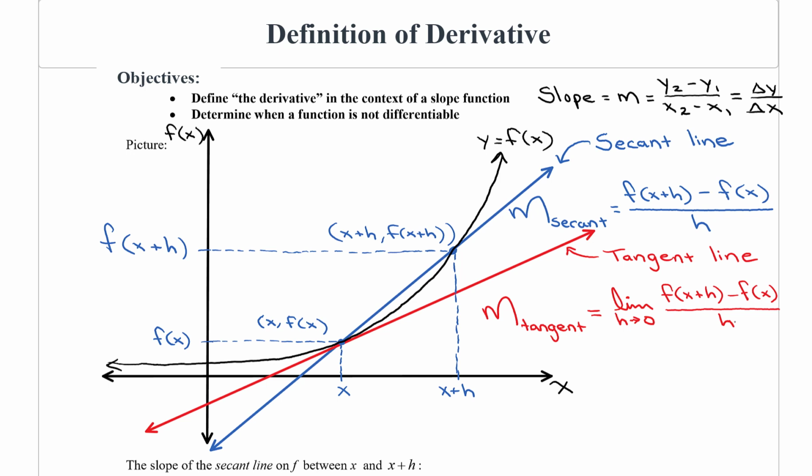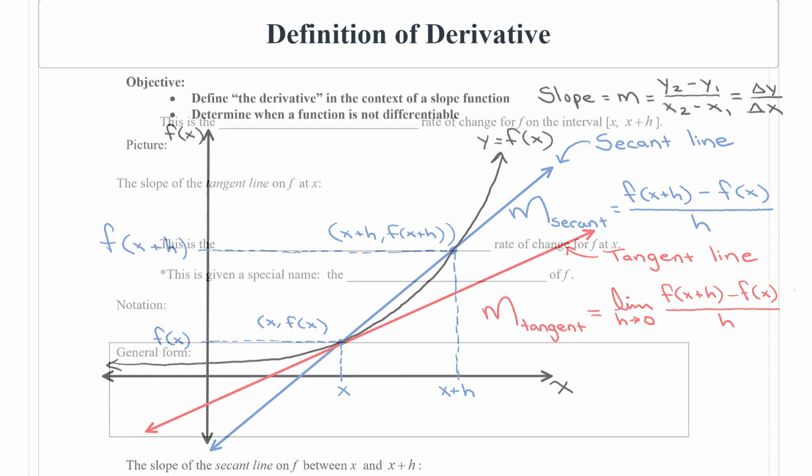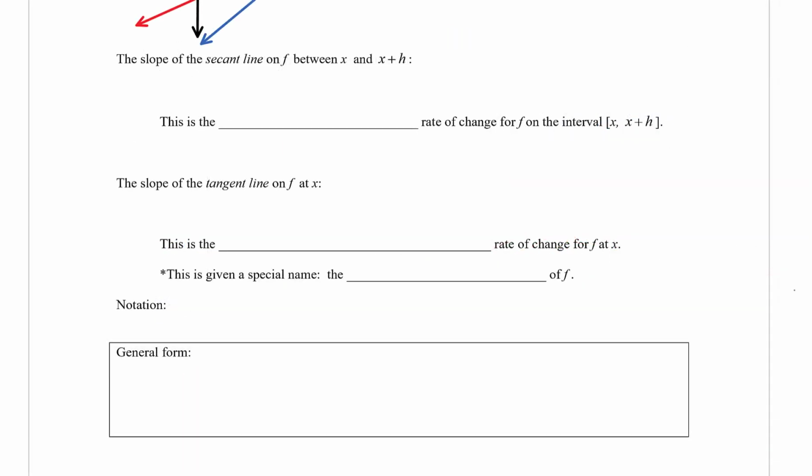This is our geometric representation to help you visualize what a derivative is. And I've also written next to that red tangent line, the m subscript tangent is equal to the limit as h approaches 0 of f of x plus h minus f of x all over h. And that is also the way that we represent the derivative using limits and using the difference quotient also.